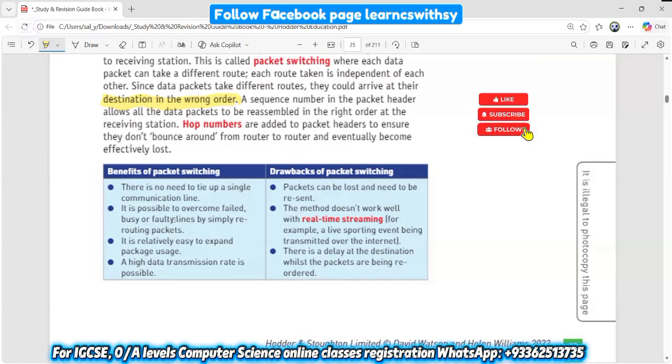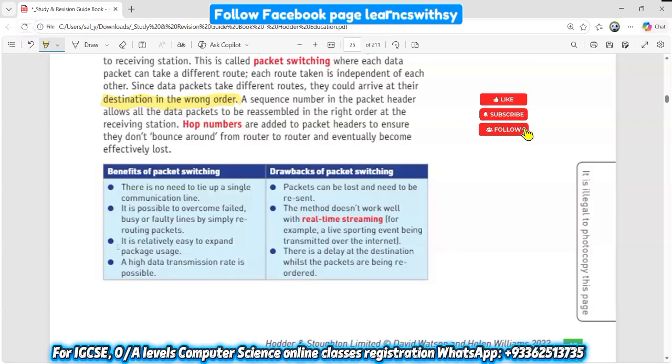It is relatively easy to expand package use. A high data transmission rate is possible. As compared to other types that you will study later, packet switching is efficient in that manner, because we can send the data a little faster as compared to any other means. Apart from the advantages, we have a few drawbacks. Packets can be lost and need to be resent. The method doesn't work well with real-time streaming.